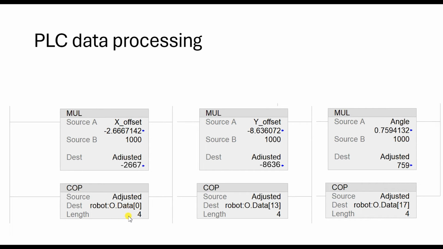And you have to do this with a length of 4 because you are converting a 32-bit value, which is what adjusted is. It's a DINT. And you're placing it into 4 elements. So there's X, there's Y, and there's my rotation, or my angle.